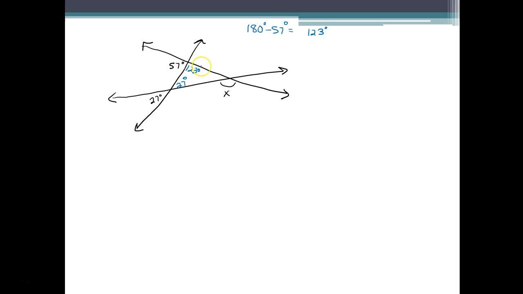And hey, we've got a triangle. We know that the triangle angles have to add up to 180. And we've already got a 123 and a 27, which is 150. So that remaining angle in the triangle has to be 30. And then finally, these two angles here make that straight line, 180. So subtract 180 and 30, and you get 150.